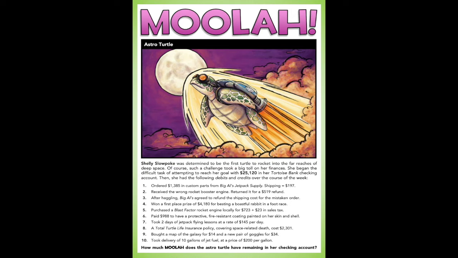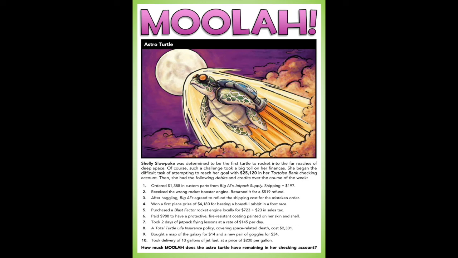Ready? Step 5. Purchased a blast factor rocket engine locally for $723 plus $23 in sales tax. So for line 5, you got to think, are we going to add that or subtract that when you purchase, which means to buy something? Ready? If not, push pause. I will give you the clue that I'm getting ready to do the next line every time we say ready.